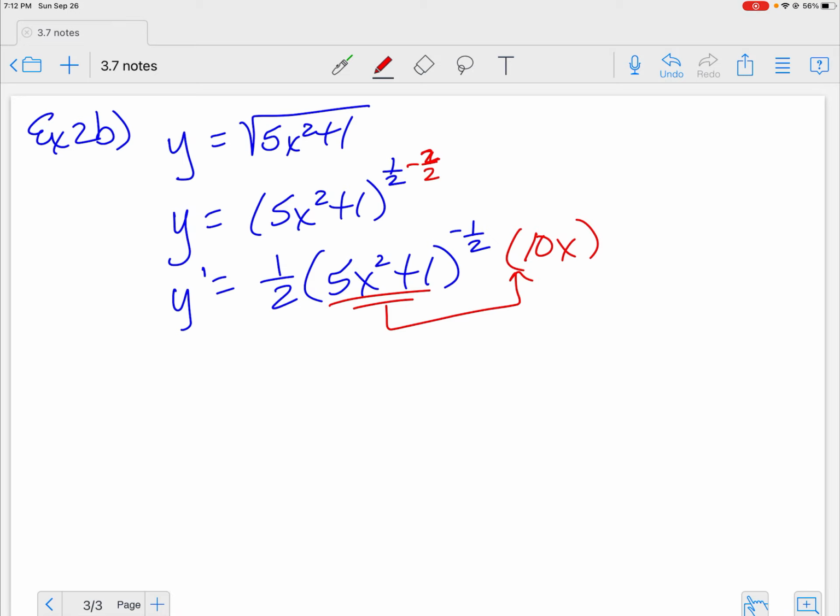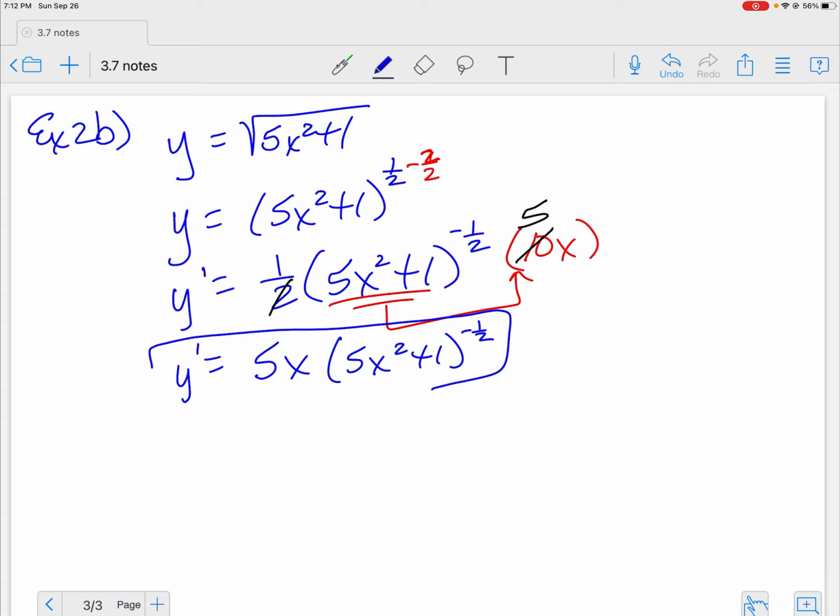These are all multiplied together. I can't go messing with the inside of this because it's underneath that radical, right? But this is multiplied times this. What's 1/2 times 10? 2 goes into 10 5 times. It gives you that 5x. So just bring the coefficient in front. So y prime is equal to 5x times (5x squared plus 1) to the negative 1/2 power. And that's our final answer.